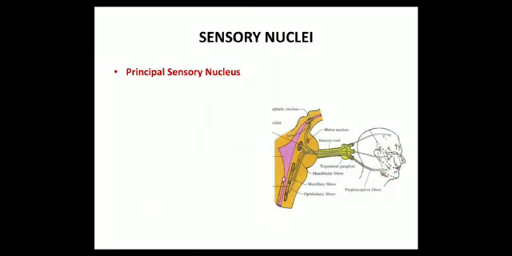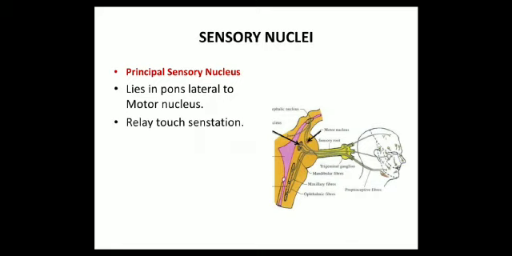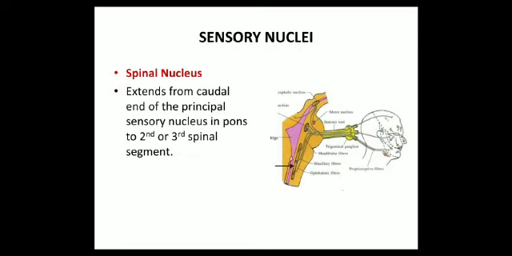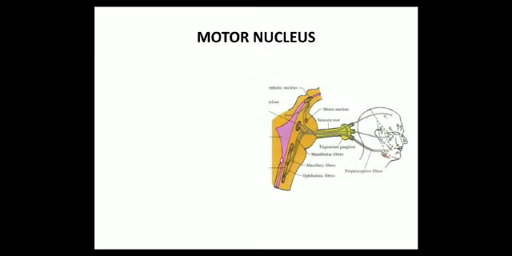The other group of sensory nuclei includes the principal sensory nucleus. It lies in the pons lateral to the motor nucleus. It is the relay station for the touch sensation. The third group of sensory nuclei is the spinal nucleus. It extends from the caudal end of the principal sensory nucleus in pons to the second or third spinal segment. It relays pain and temperature.